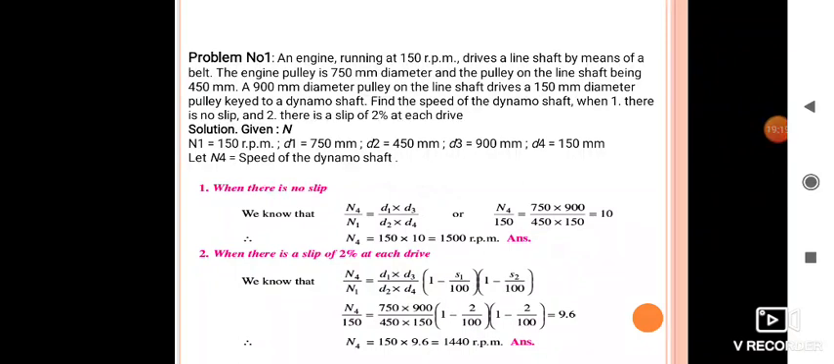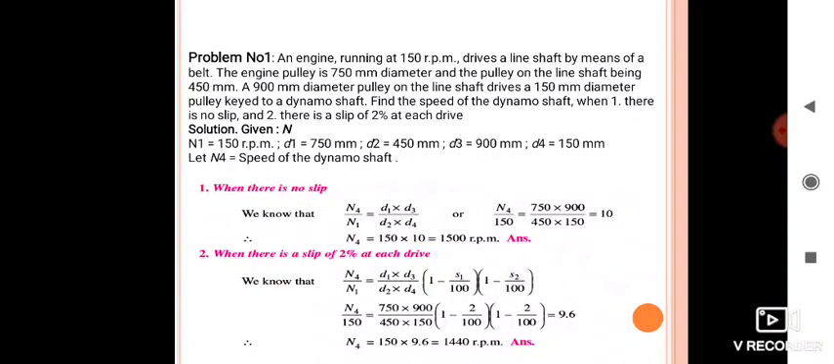First problem: an engine running at 150 rpm drives a line shaft by means of a belt. The engine pulley is 750 mm diameter and the pulley on the line shaft is 450 mm. A 900 mm diameter pulley on the line shaft drives a 150 mm diameter pulley keyed to a dynamo shaft. Find the speed of the dynamo shaft when there is no slip, and second, when there is a slip of 2% at each drive. So this is the given problem.